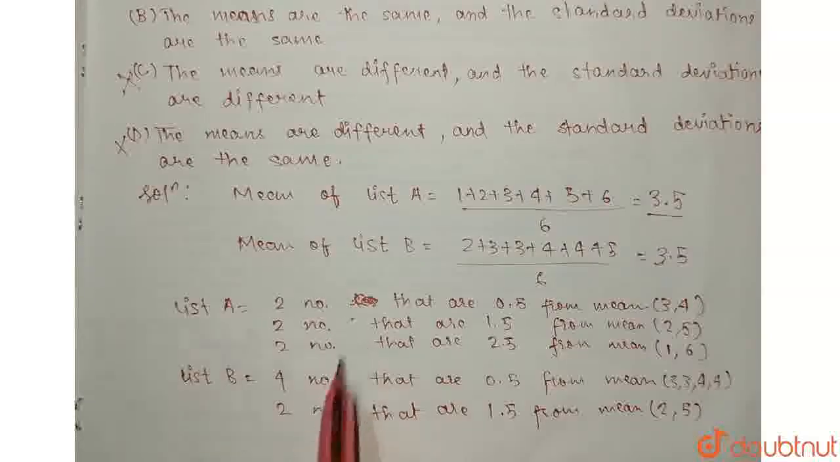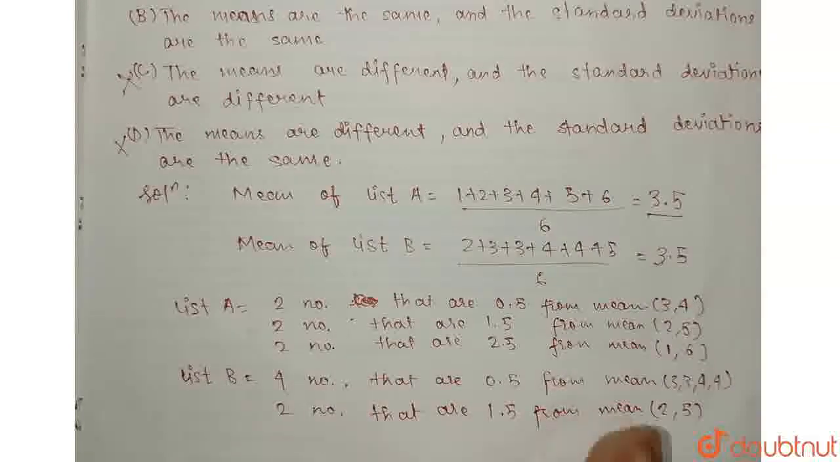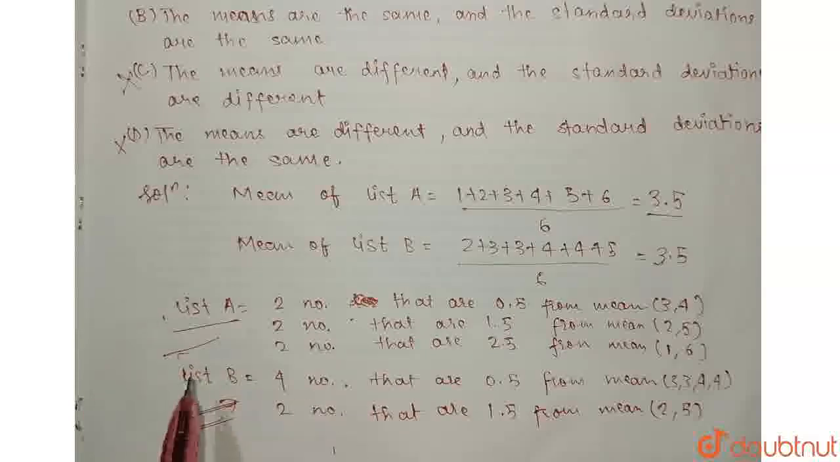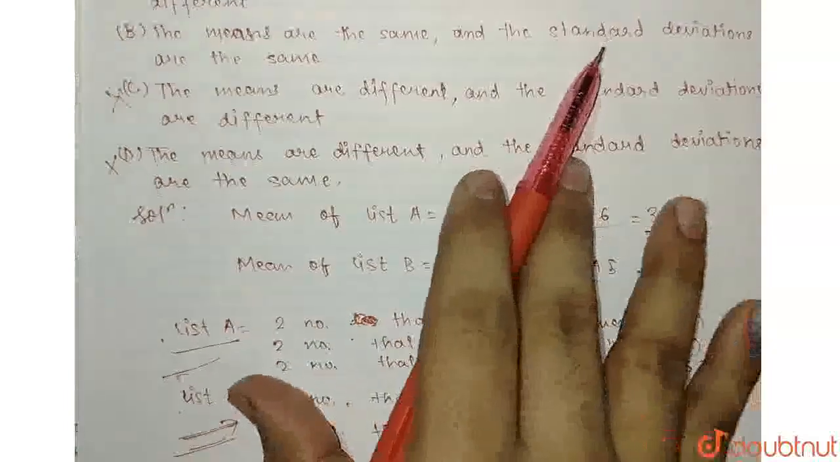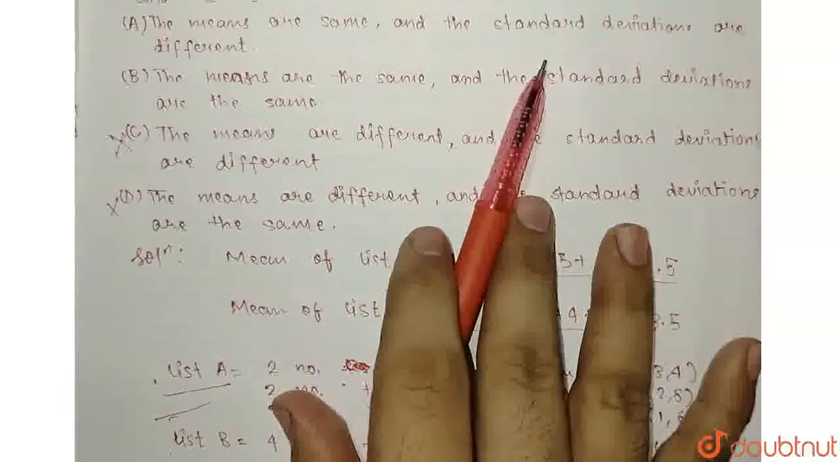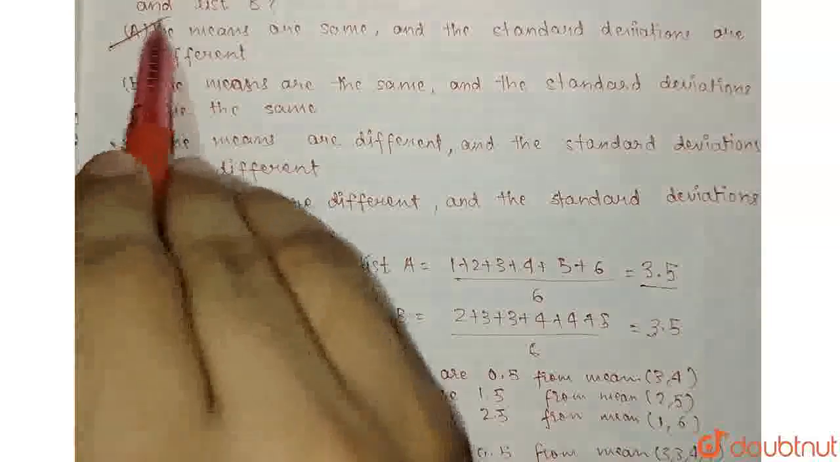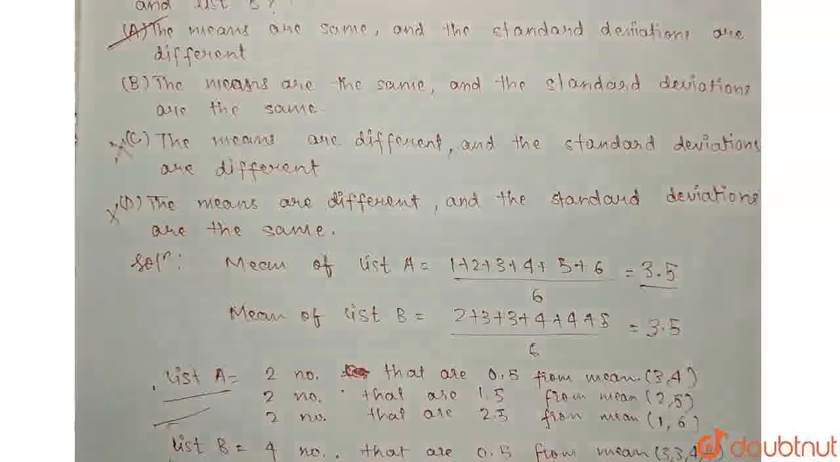Now from these two comparisons of the numbers, that is the difference between the numbers and the mean, we can say that list B is closer to the mean. Okay, so the standard deviation of list B is less than the standard deviation of list A, so the standard deviation of B and A is different, obviously. Answer is A. The means are the same and the standard deviation is different. Thank you.